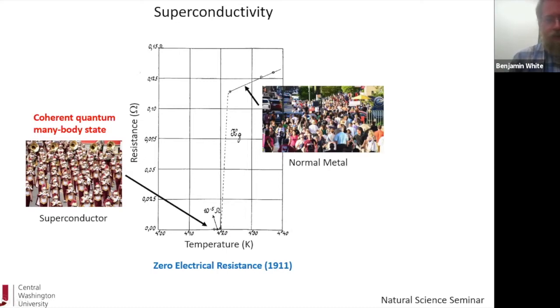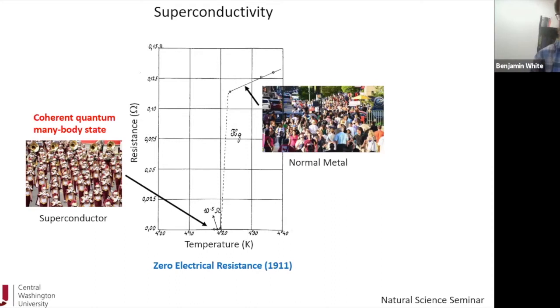And you can contrast that with what happens in the superconducting state, where you have a coherent quantum many-body state, which is more like this marching band walking down the street. They're going to be able to march without any of that jostling or stutter steps. They're going to be able to move coherently through the street. And so that's kind of one way to visualize superconductivity.